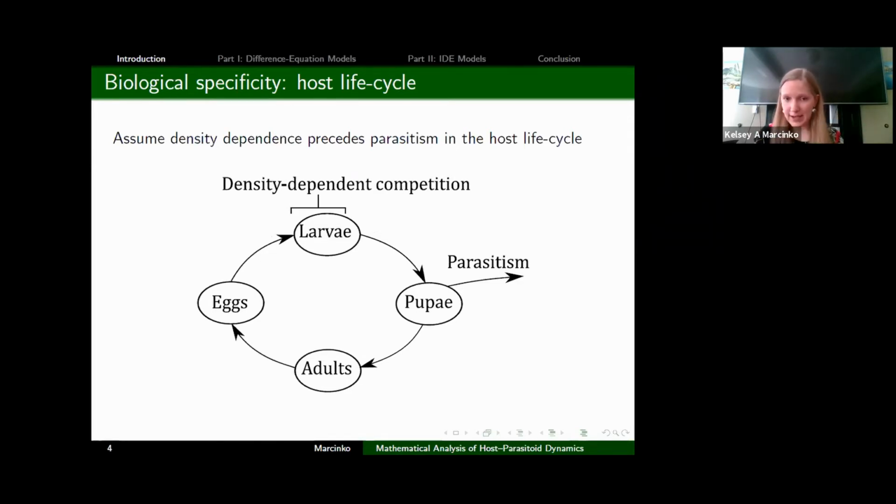Another scenario that this mathematical framework is going to describe is the case of a pupal parasitoid. So instead of attacking larval stages, the parasitoid attacks the pupal stages. So again, the density-dependent competition is occurring prior to the parasitism in the life cycle of the host. And so that sets up the mathematical framework for the types of models that I analyzed throughout.